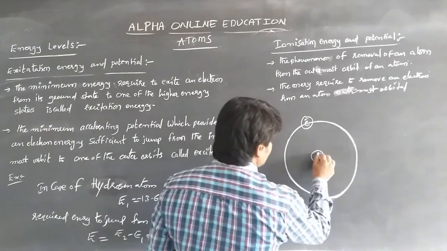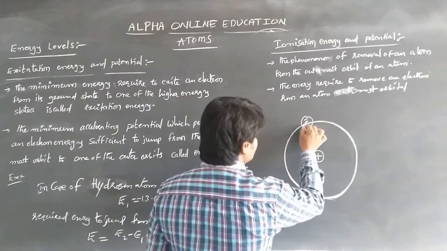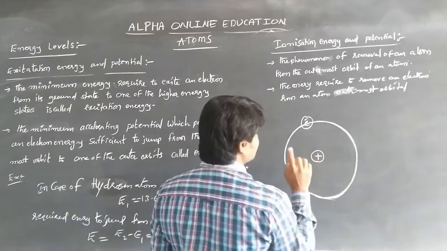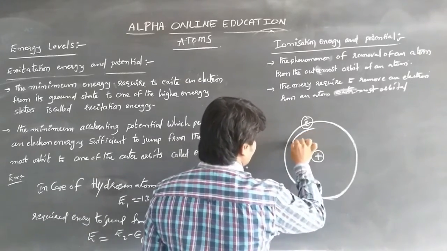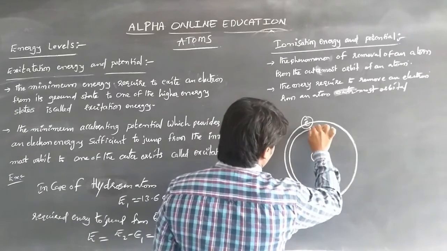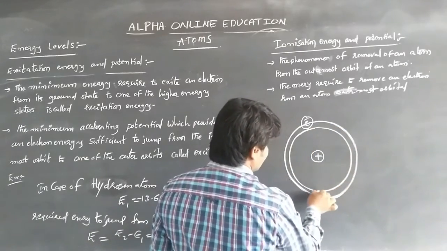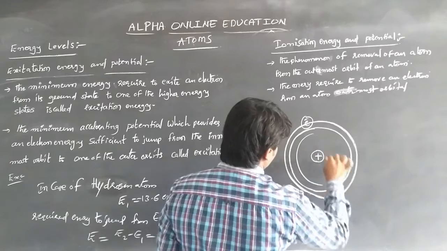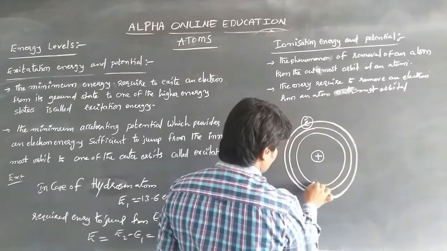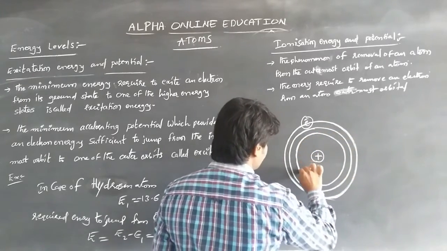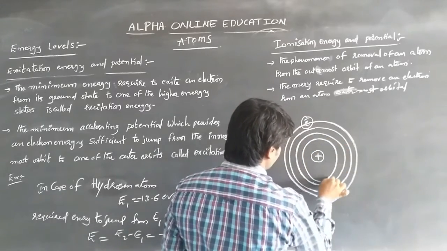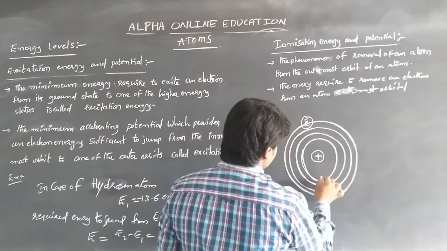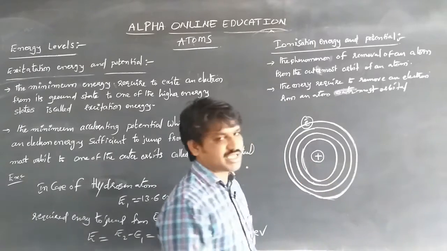So here we are considering the nucleus, with the electron revolving around it in an orbit. In a hydrogen atom there is one electron and one proton, but around the nucleus there are a number of orbits. At room temperature, the electron's energy stays constant; it stays in the same energy level.